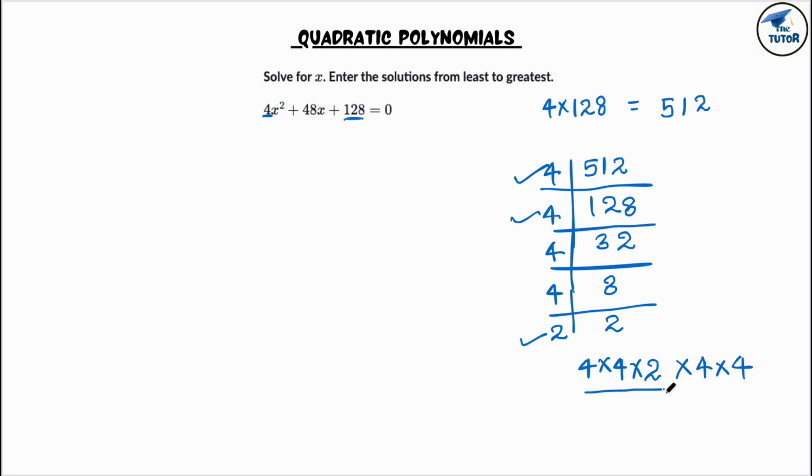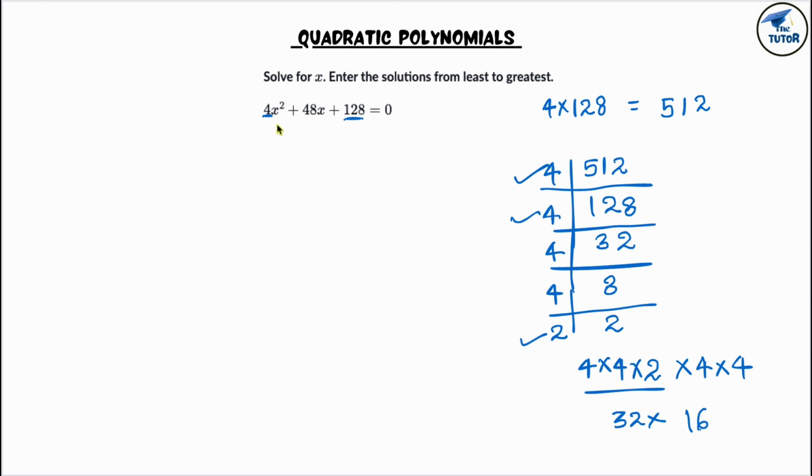What will this make? 32, of course, times 16. Maybe the difference is 48, or maybe the sum is 48. Somehow you will have to get the 48 and the product should remain 512. So here 32 plus 16 is 48, right?